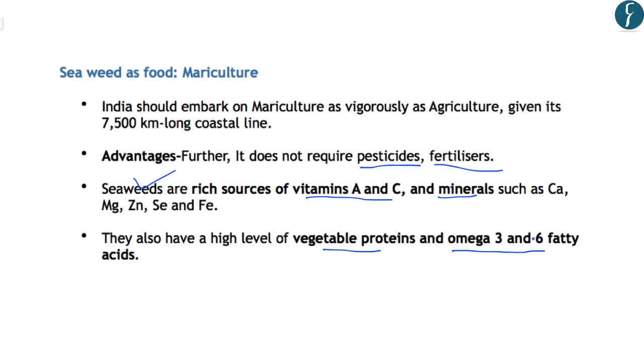So, the major advantage of seaweeds as food is that they do not require pesticides and fertilizers, which means that they are environment friendly in their cultivation. And secondly, they are nutrient rich resources which can be used as a supplement for human food. And in India, where majority of the people are suffering from nutritional deficiencies, we should note that the seaweeds which are produced through mariculture become important for us.